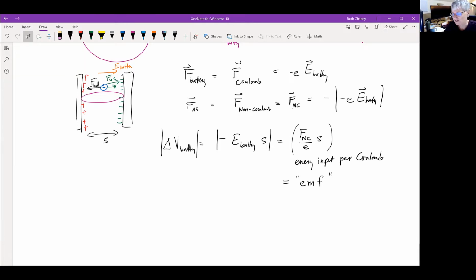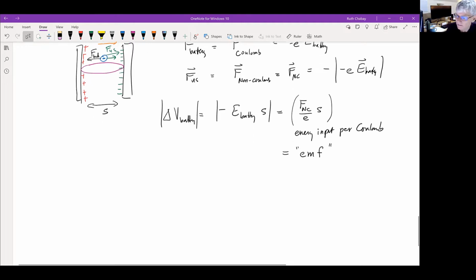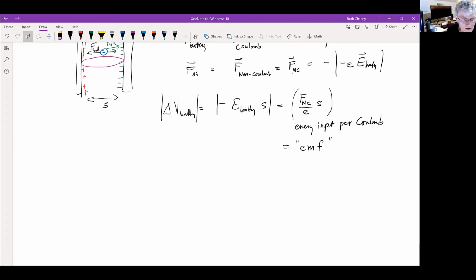And what a battery does is just maintain this constant charge distribution on the ends of it, so that a current can keep flowing. And when a battery gets used up, then it can't do that anymore, and so it needs to be replaced.